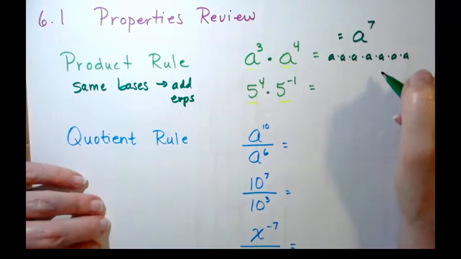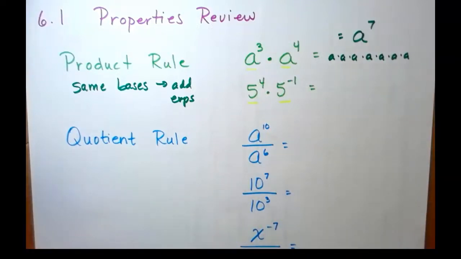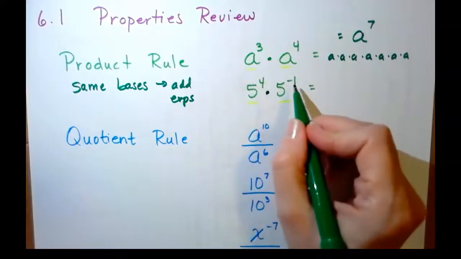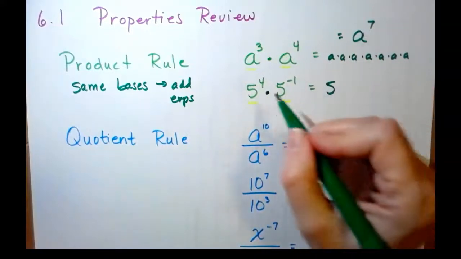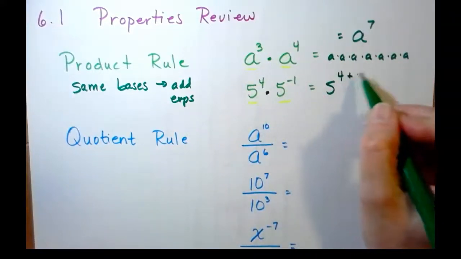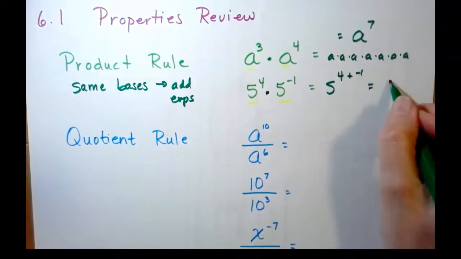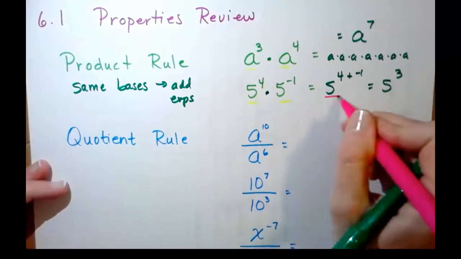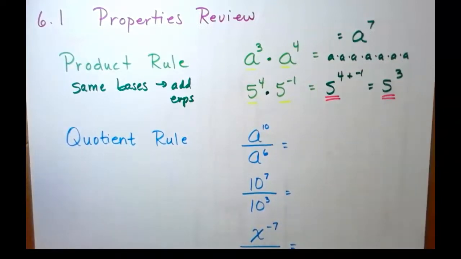And the product rule applies no matter what the exponents are, whether they're positive, whether they're negative, whether they're fractions or variable expressions. If the bases are the same and we are multiplying, add the exponents. So we end up with 4 plus negative 1. That is the third power. Also note, ladies and gentlemen, the base does not change. The base stays exactly the same.